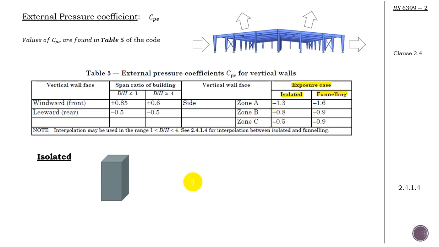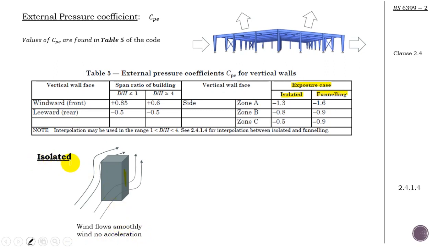Now the isolated, well, as the name suggests, you've got this building, for instance, and there is nothing close to it. Isolated, okay? And you see, this is the windward face of the building, and the back is the leeward face of the building. This is the side face of the building. That's another side. Now you see the wind flows quite smoothly. There's no wind acceleration.